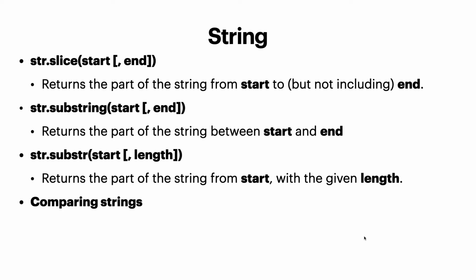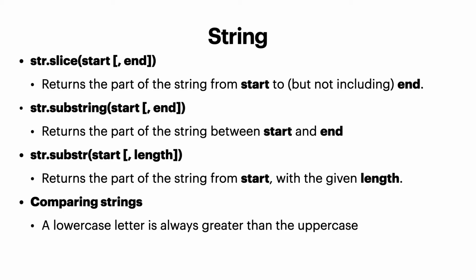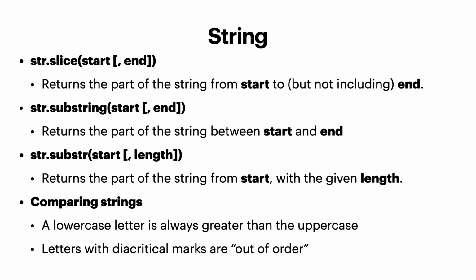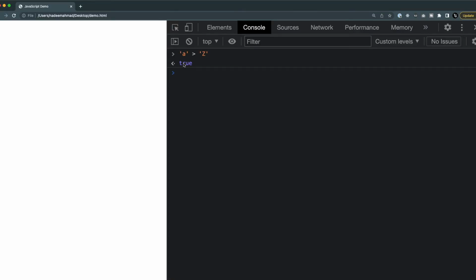Now let's talk about string comparison, or comparing strings. As you know from the previous videos that I created for comparisons, strings are compared character by character in alphabetical order. Although there are some oddities: a lowercase letter is always greater than the uppercase, and letters with diacritical marks are out of order. So in the first case you can see that it is returning true because the lowercase letter is always greater than the uppercase, and also in here it's returning true because the diacritical marks are out of order, so there is no such comparison.